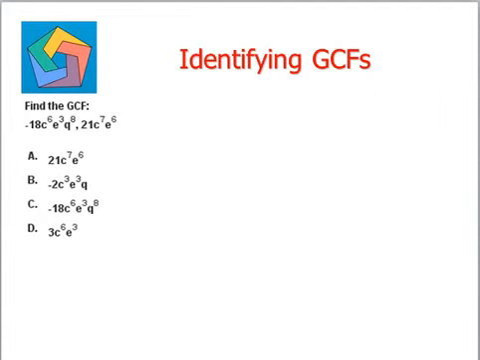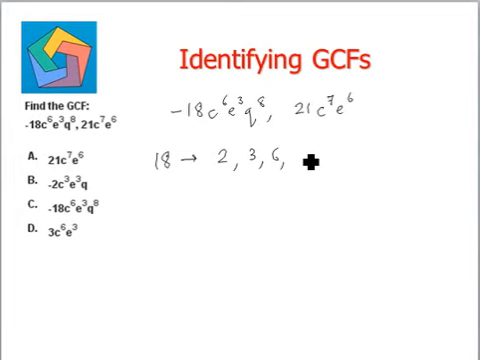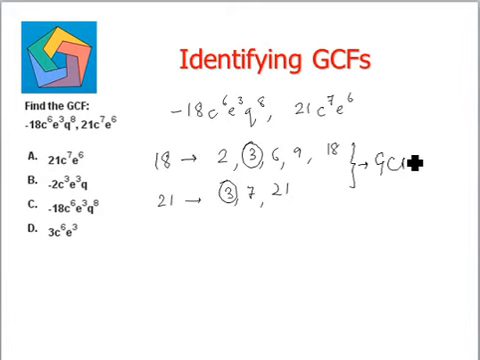Let's move to the next question. Find the GCF. Negative 18 c^6 e cubed q^8, while the second monomial is 21 c^7 e^6. First we'll take the number 18. We have factors 2, 3, 6, 9 and 18, while the factors for 21 are 3, 7 and 21. So here we see 3 is the GCF for the two numbers. So from here we derive that the GCF is 3.